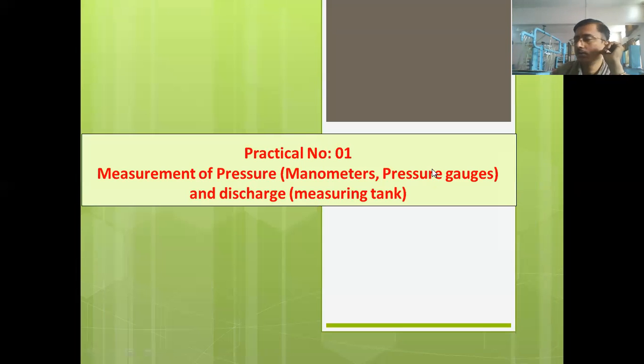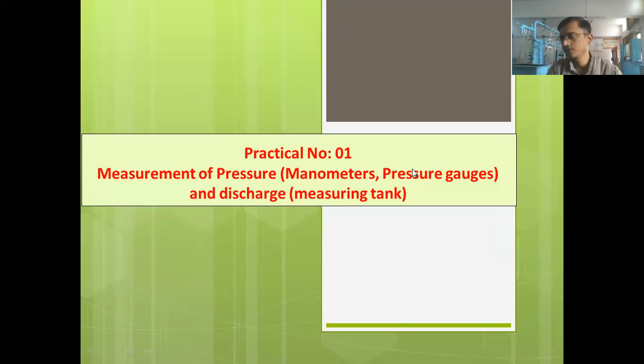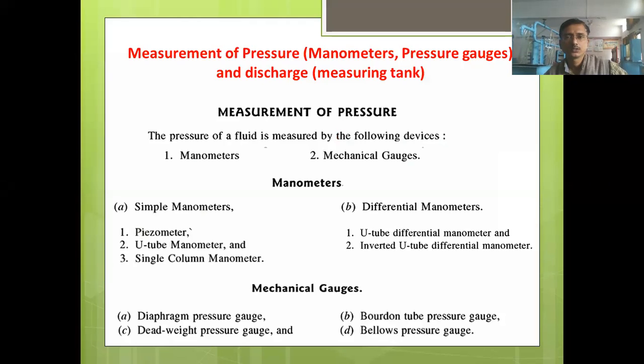Now, after seeing the various devices, let us move ahead to learn practical number 1, measurement of pressure by using manometers, pressure gauges, and discharge measurement by using a measuring tank. Already you have performed these practicals in your diploma, so you may not find it that difficult here. And also in theory we have completed this part in our syllabus.